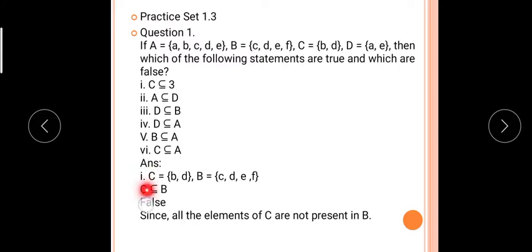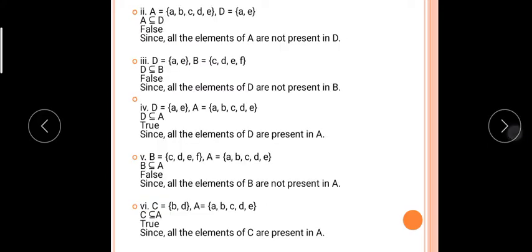Now see the first question: C, B. C is a set given and B is a set given, and what is the question? C is a subset of B. When every element of C is in B, then we can say that C is a subset of B. Now observe that C has the elements B and D, but in B there is only the D element, and B is not in set B. Therefore all the elements of C are not present in B, and the given statement is false.